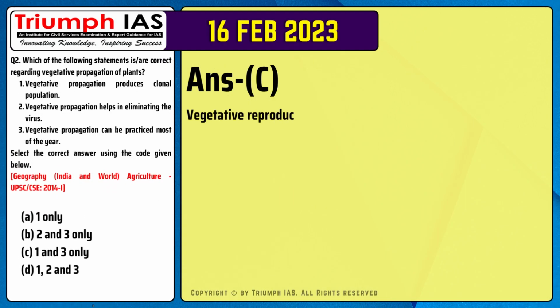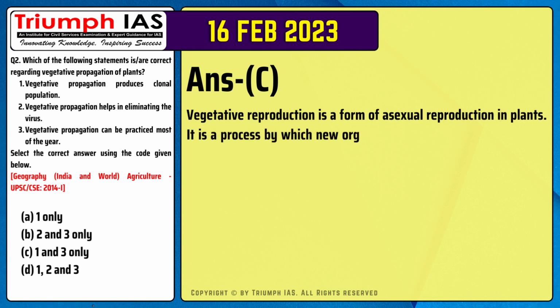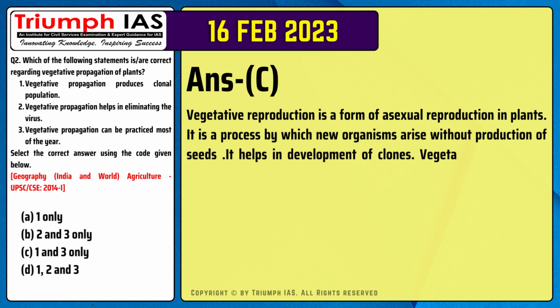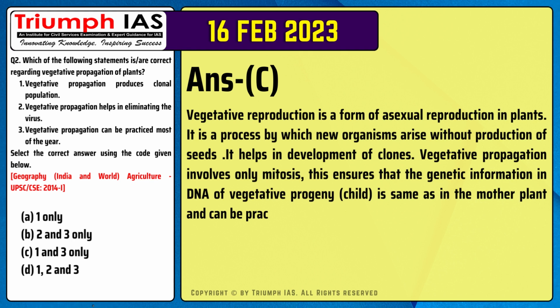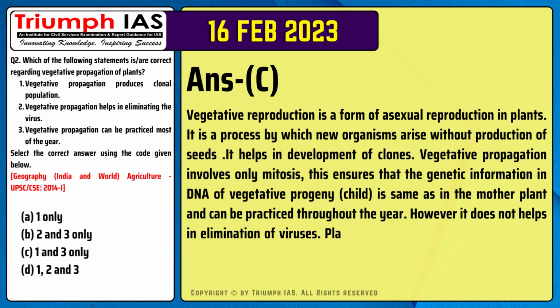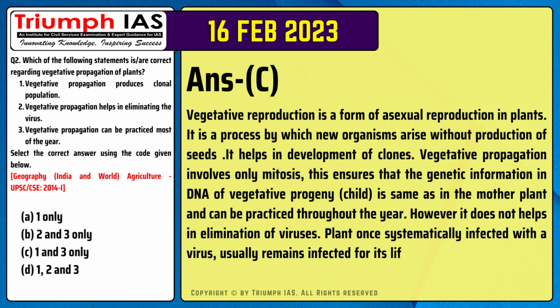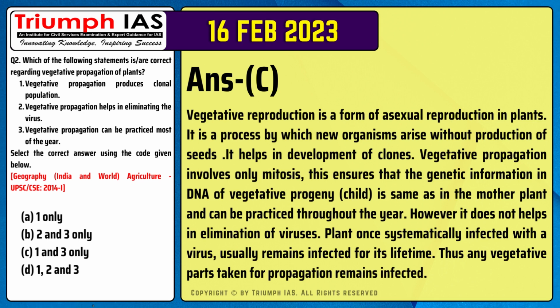The answer is C. Vegetative reproduction is a form of asexual reproduction in plants. It is a process by which new organisms arise without production of seeds. It helps in development of clones. Vegetative propagation involves only mitosis. This ensures that the genetic information in DNA of vegetative progeny is same as in the mother plant and can be practiced throughout the year. However, it does not help in elimination of viruses. A plant once systematically infected with a virus usually remains infected for its lifetime. Thus, any vegetative parts taken for propagation remain infected.